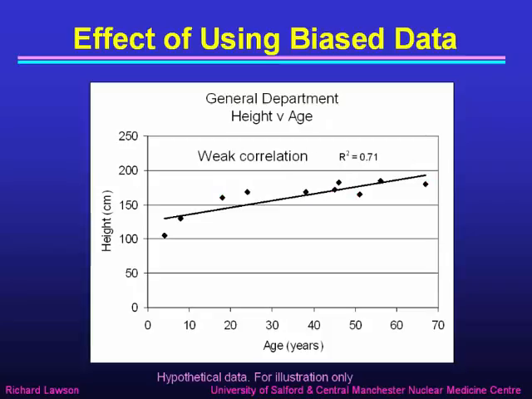But if we have a general nuclear medicine department that's taking children and adults, then sampling over the whole range gives us a result somewhere in between. The inclusion of some children gives us a weak correlation of height with age with an r squared of 0.71. So by choosing different populations, you can maybe change the correlation coefficient from a strong correlation to no correlation, when maybe the correct result is just a weak correlation if you sample over the whole range of the data.